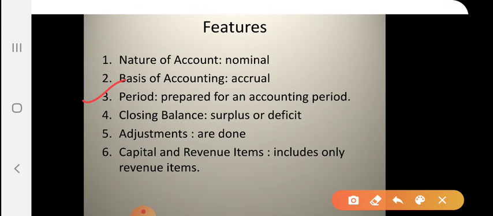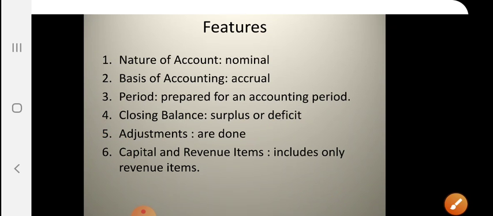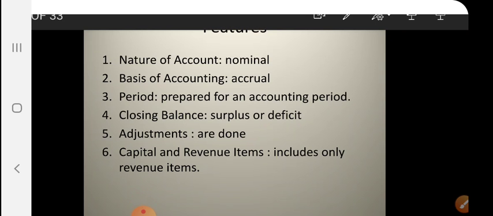Next is closing balance. The balance of income and expenditure account is known as surplus or deficit. Adjustments are done. Now the most important feature I want to draw your attention to is capital and revenue items. Income and expenditure account includes only revenue items. What does it mean? It means the incomes and expenditures which are of repetitive nature are included here.